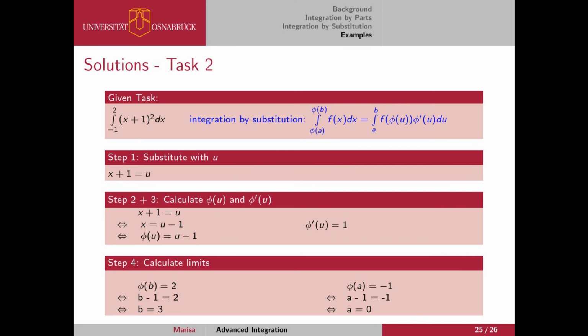In step 4, we calculate the new limits. We know that the limits from the original integral are -1 and 2, and we also know that they are defined in the formula as phi of a and phi of b. As we know phi of u already, we can plug in a and b and the respective results. If we solve these two equations for a and b, we have our new limits. In this case, a is 0 and b is 3.